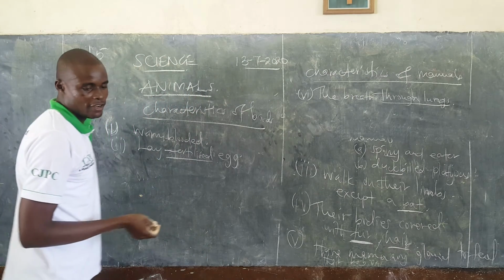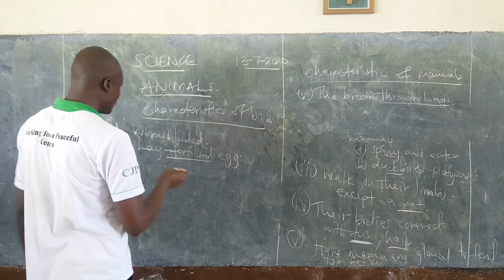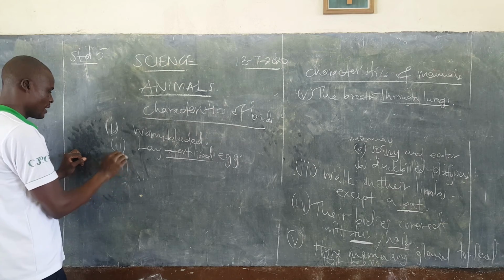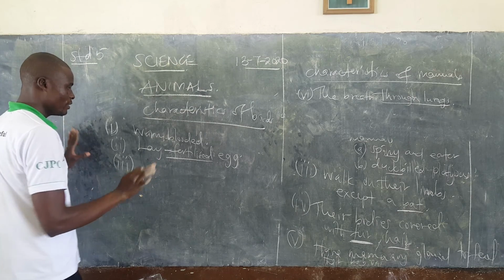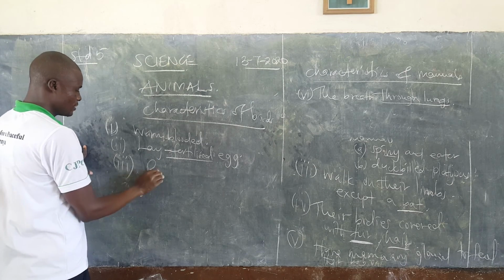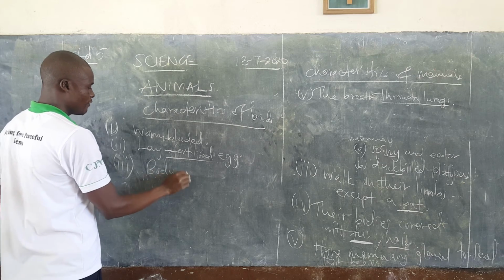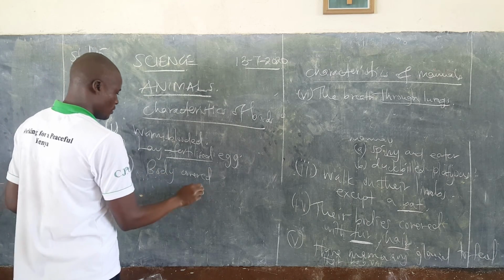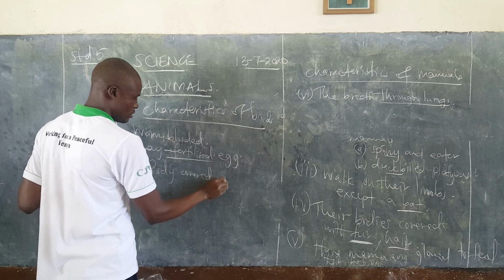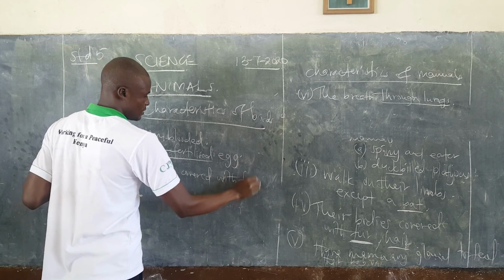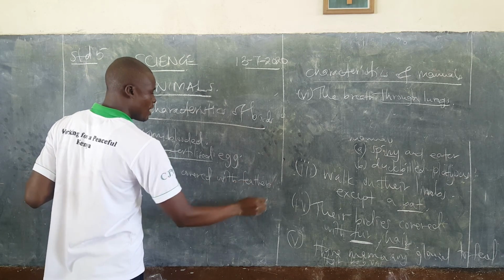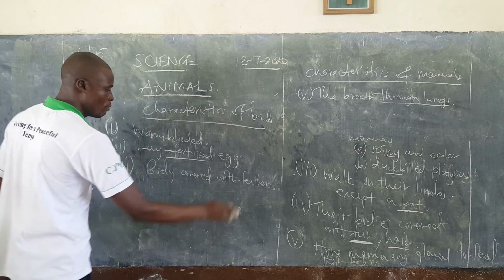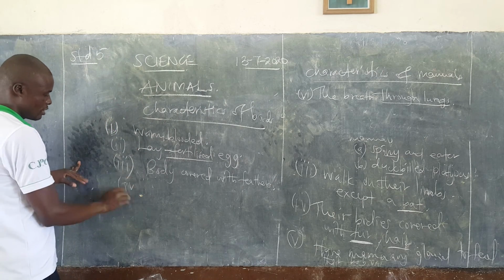Then their bodies are covered with feathers. All birds, like a hen, just think of a hen, a very good example, have bodies covered with feathers. There's no bird that is naked, that has no body covered with feathers.